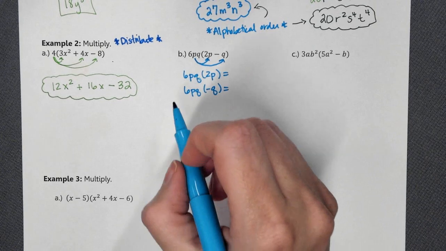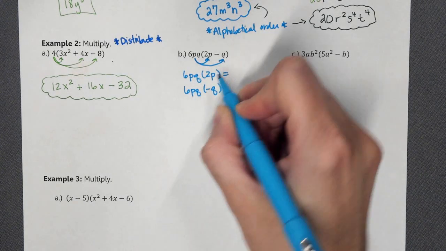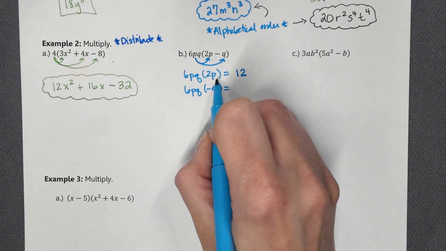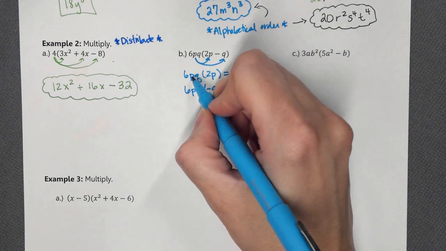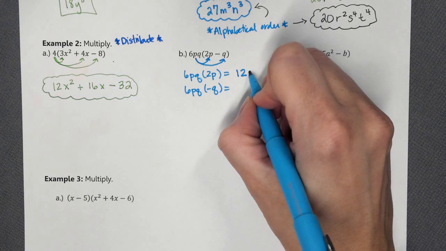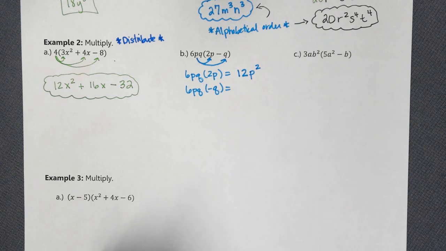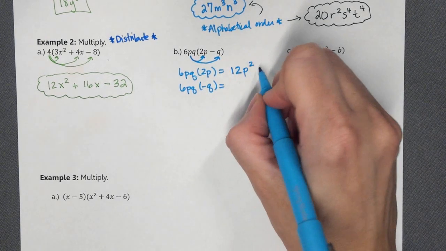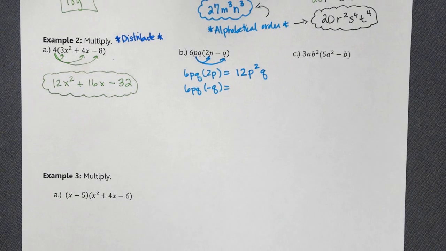Okay, so then when you multiply, you're going to do 6 times 2, which is 12. And then you have to multiply the p by the p. So if this is p and this is p, if you multiply them, you get p squared, because 1 plus 1 would be 2. P times p is p squared. There's nothing to multiply the q by, so you're just going to leave that as q.